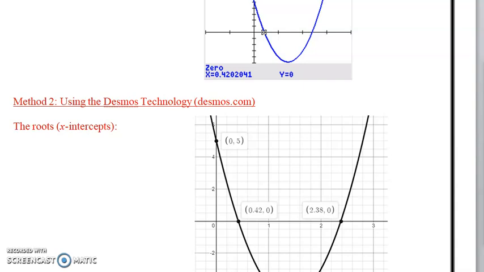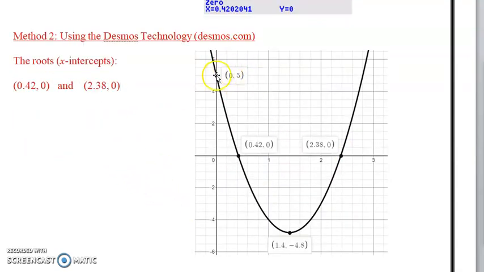All right. So the roots, the x-intercepts, and that is at 0.42 and 0, and 2.38 and 0. Okay. So it didn't tell me to round, and I just pull it out here. And remember, the y-intercept is 0 and 5, and the vertex, if it asks, is 1.4 and negative 4.8.